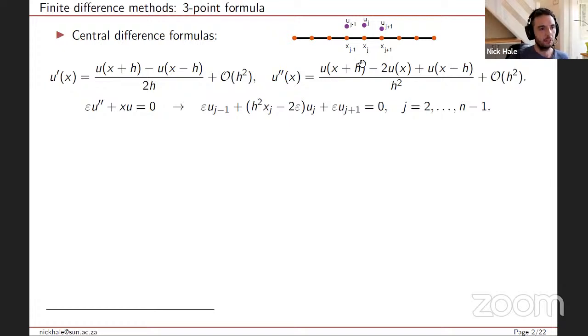But regardless of how you derive those formulas, you could then substitute those into the equation that you want to solve. And since this is a linear equation, that's going to end up giving us a linear system of equations to solve for the points on the grid.